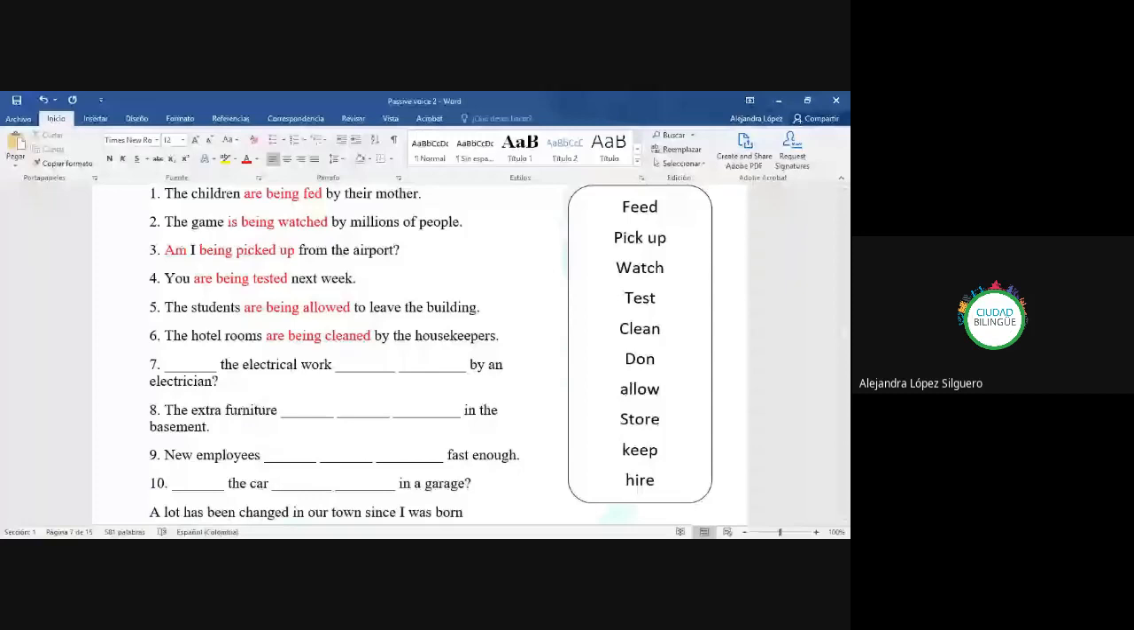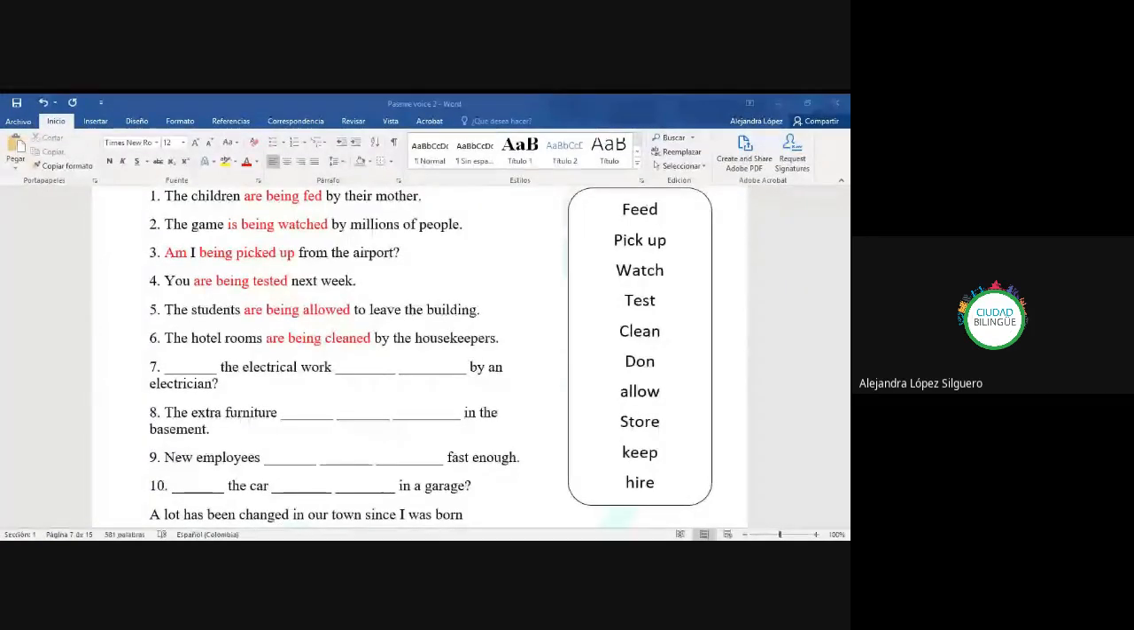Is the electrical work being done by an electrician?